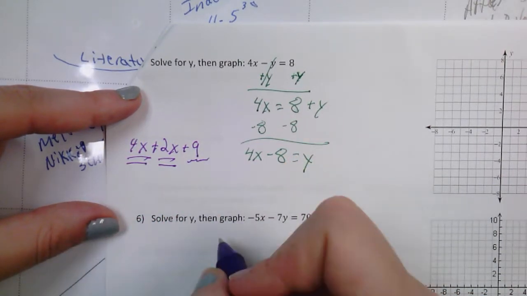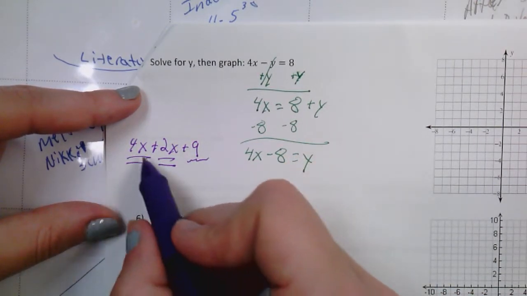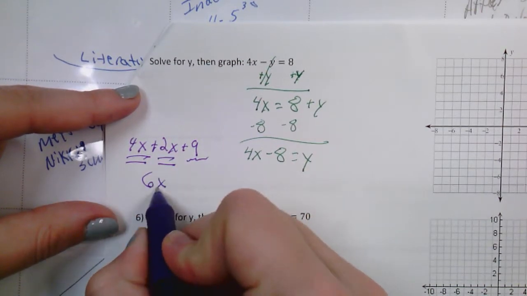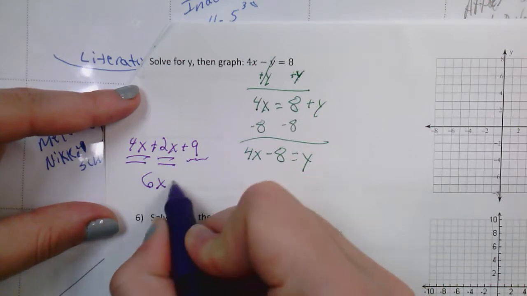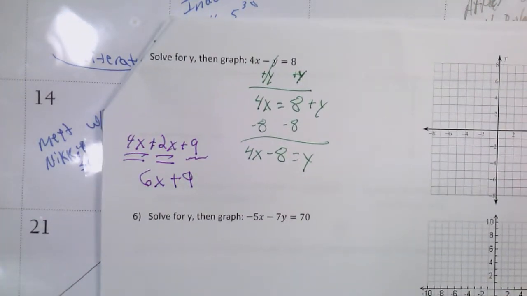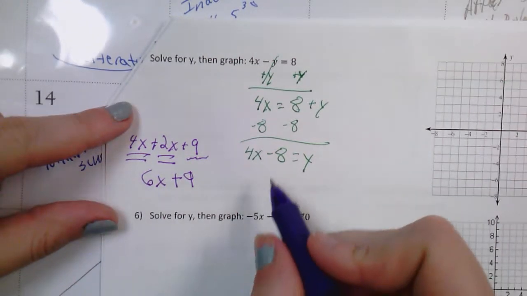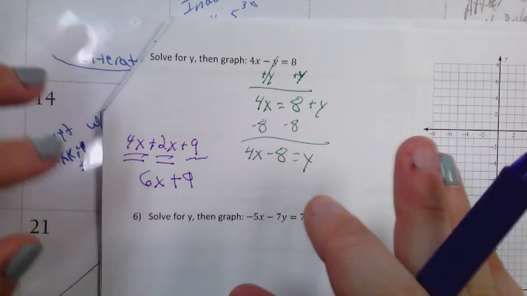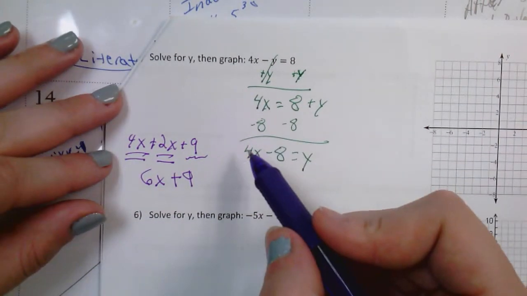Well, we underline these 2 things because they are like terms, and I can take 4 plus 2 and get 6x. But the 9 got a different underline because it is different. It can't be combined with the 4x and the 2x. So kind of keep that in mind. Same rule applies over here, that this 4x and this 8 are in different worlds. They don't overlap. So in this case, just leave them separate.